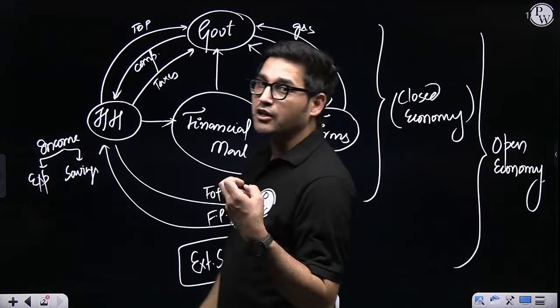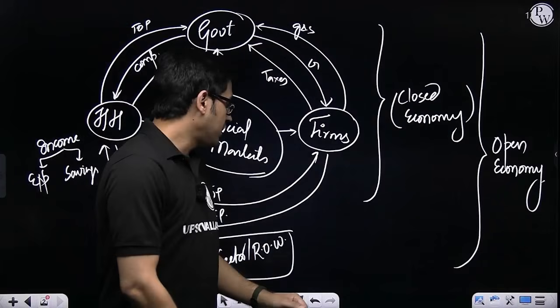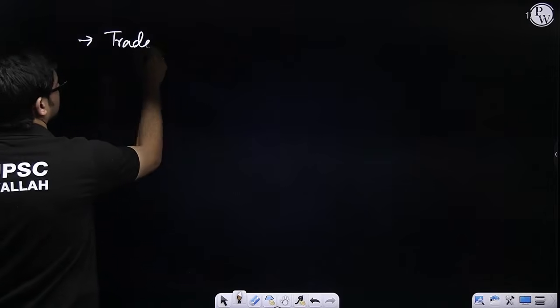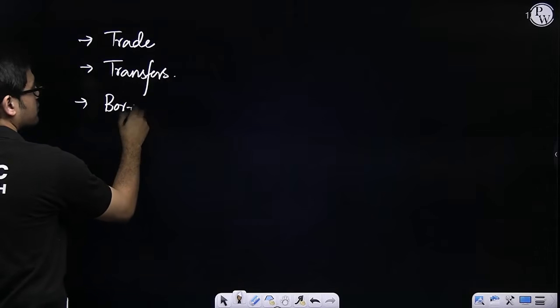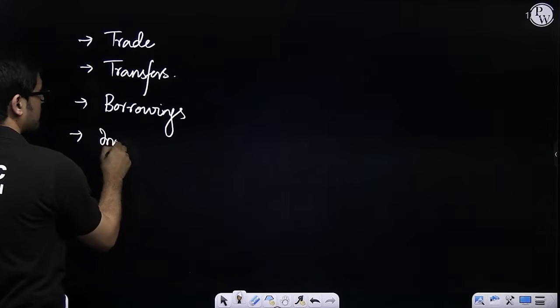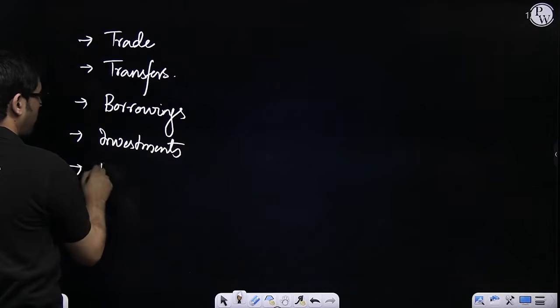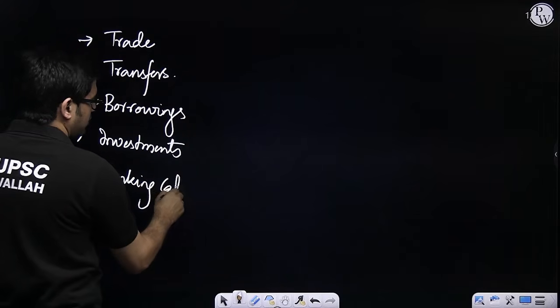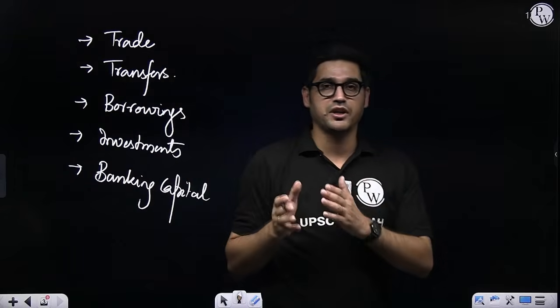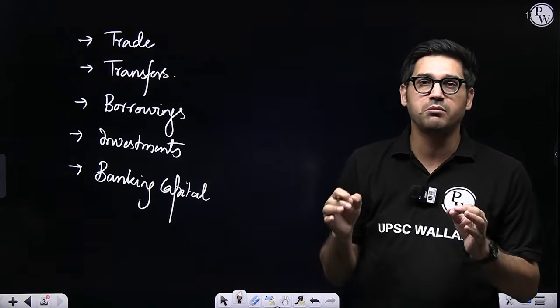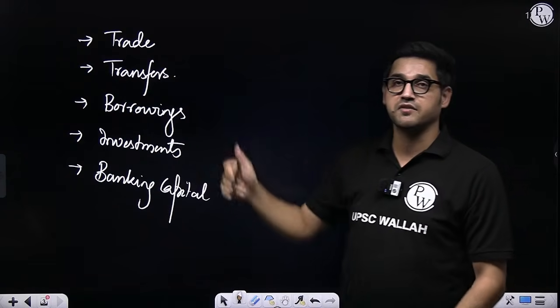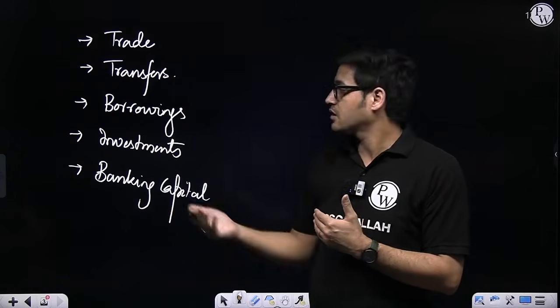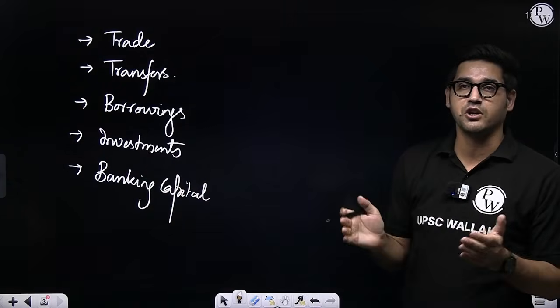Now, what kind of an interaction can a closed economy have with the rest of the world? The transactions between any economy and the rest of the world can primarily be around trade. They can be around transfers. They can be around borrowings, investments, or the flow of what is called the banking capital. You think of any transaction which can happen between India and any other country, you will be able to place that transaction in any one of these five heads. It could either be a trade related transaction, a transaction with respect to transfers, a transaction with respect to borrowings, or with respect to investments, or with respect to the exchange of banking capital.